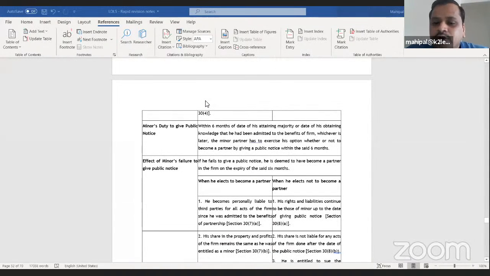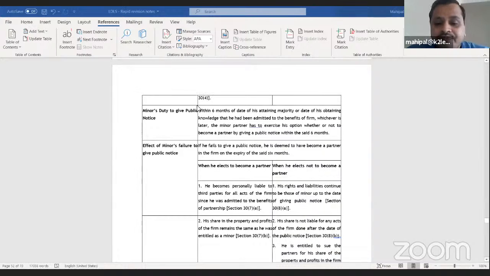Minor's duty to give public notice. Within 6 months of attaining majority, the minor has to decide whether to continue or not continue in the firm. If he continues in the firm, he has to give a public notice stating that he wants to continue. If he does not want to continue, he has to give a public notice stating that he does not want to continue. If he fails to do so, he will be deemed to be a partner and he will be liable for all those acts done, not from the date of attaining majority, but retrospectively.